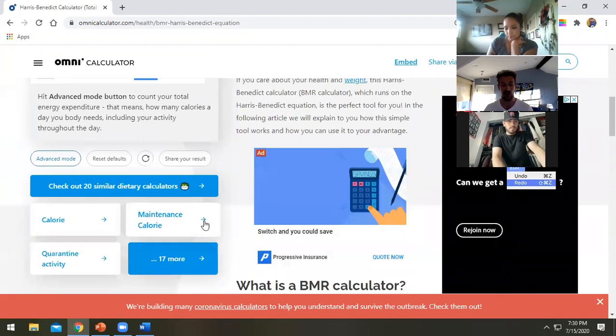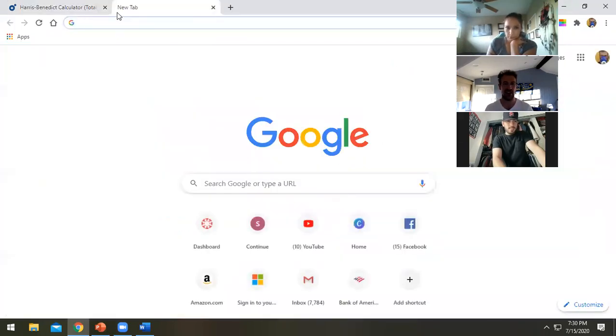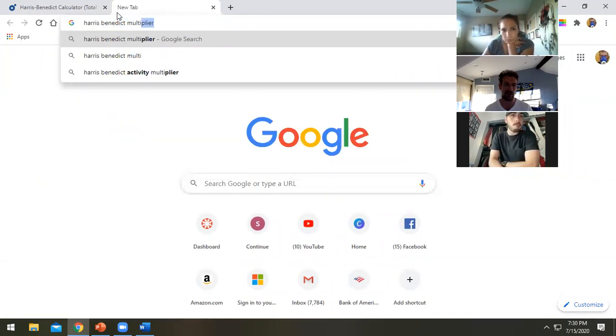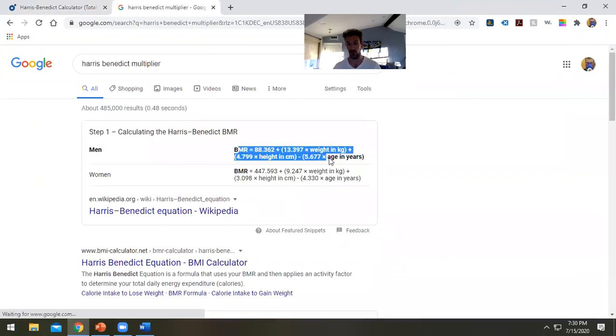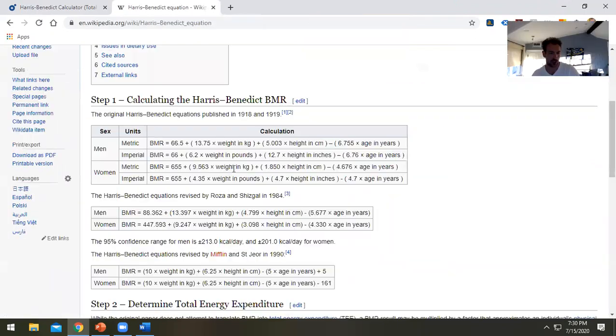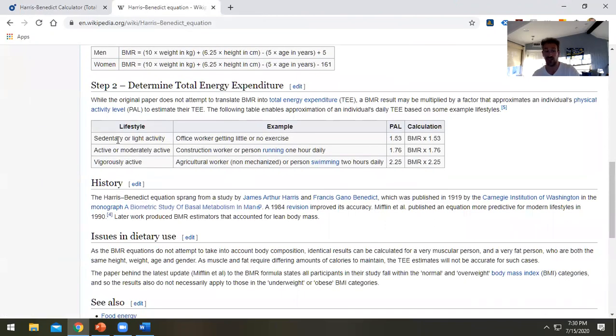So now I've got to take into account activity. Now I take into account the Harris-Benedict multipliers. And by the way, there's the formula. So now you can take into account your activity factor, right? Are you highly active? There's all the different formulas. If you're sedentary, you're going to take that number and multiply it by 1.53.